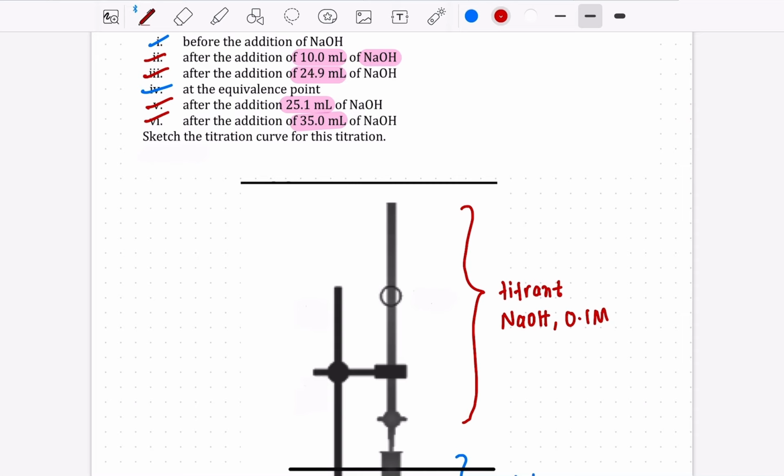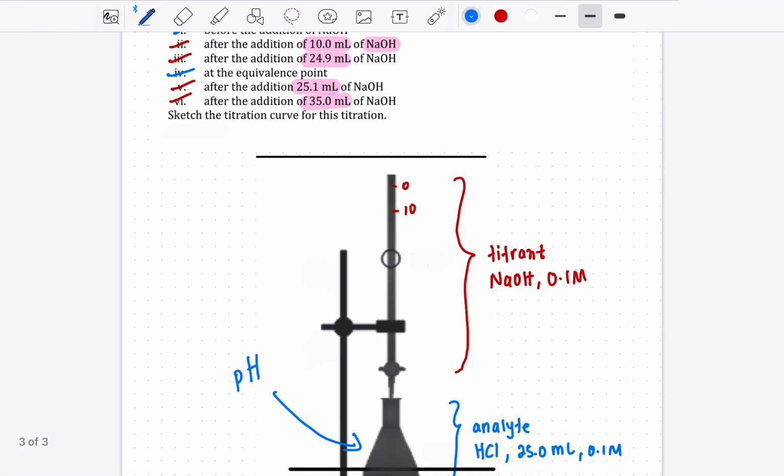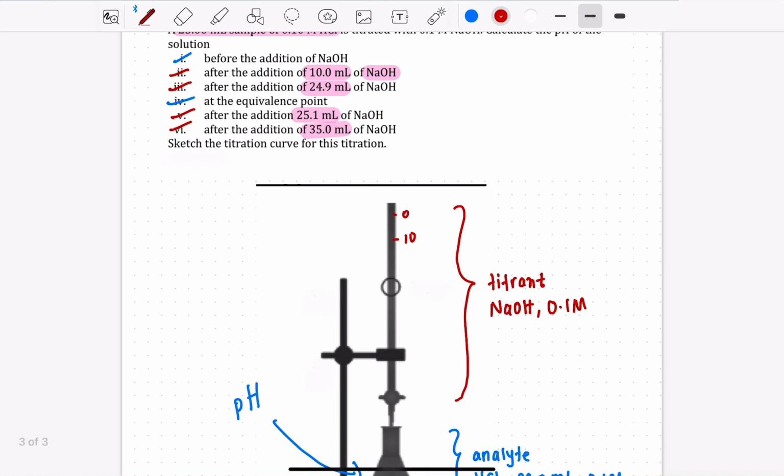For example, if this is 0, when it reached 10, what is the pH? Which pH are we looking for? Of course, we are looking for this pH. We are going to look at the pH in the conical flask, the analyte. And then when we add some more, for example 24.9, what is the pH? We add more, 25.1, and then 35.0. So these are the pH values that we are going to observe.